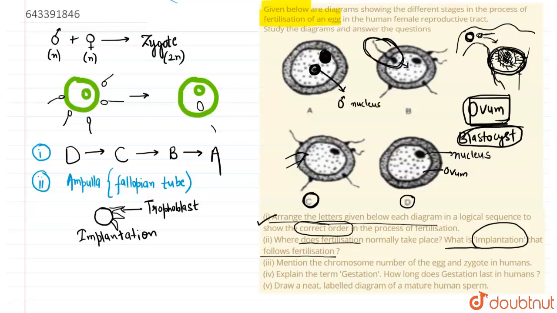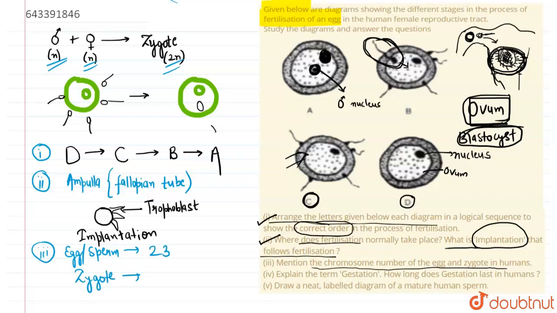Now, next question. So we have completed this question. Mention the chromosome number of the egg and zygote in humans. We have already covered this question here. The number of chromosomes in the gametes is haploid, and in the zygote it is diploid. So the number of chromosomes in any of the gametes, egg or sperm, would be 23. And in the zygote, it would be 46. All right.